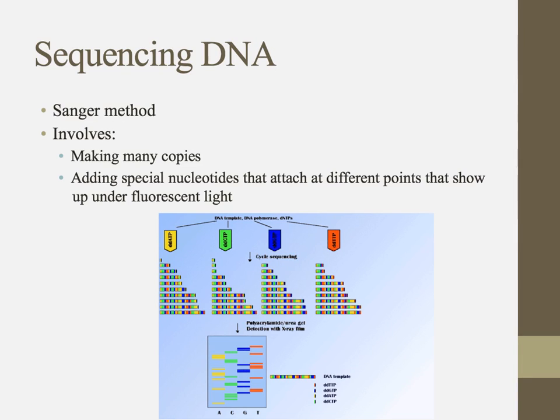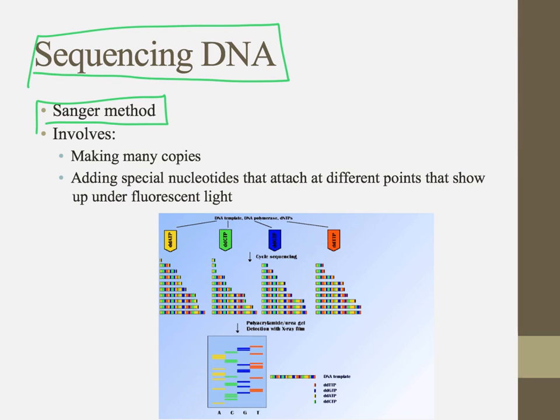Well, we first started out using what's called the Sanger method. So the Sanger method is something that you need to know is involved with sequencing DNA, which means to figure out the patterns of A's, T's, G's, and C's. So I could go on for hours about how the Sanger method works, but I'm going to try to keep it real brief here. The first thing I need to do is make many copies. Okay, that's going to involve something called a PCR reaction, which you may already be familiar with. Then I'm going to add special nucleotides that are going to attach to different points along the DNA strand, and they're going to show up under fluorescent lights as different base sequences.